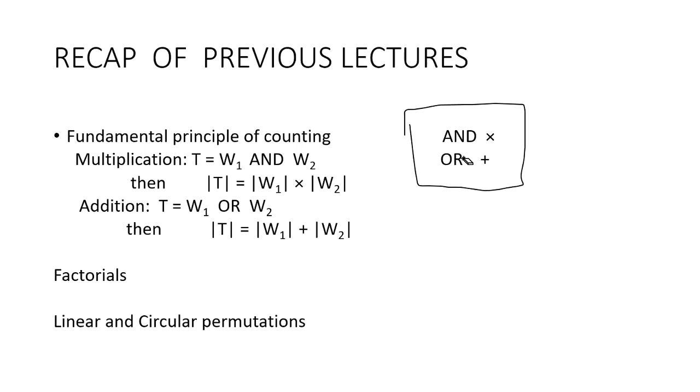That means you have to remember these two. Whenever "and" comes, you have multiplication. Whenever "or" comes, you have addition. And we have defined factorials. And we have defined linear and circular permutations.